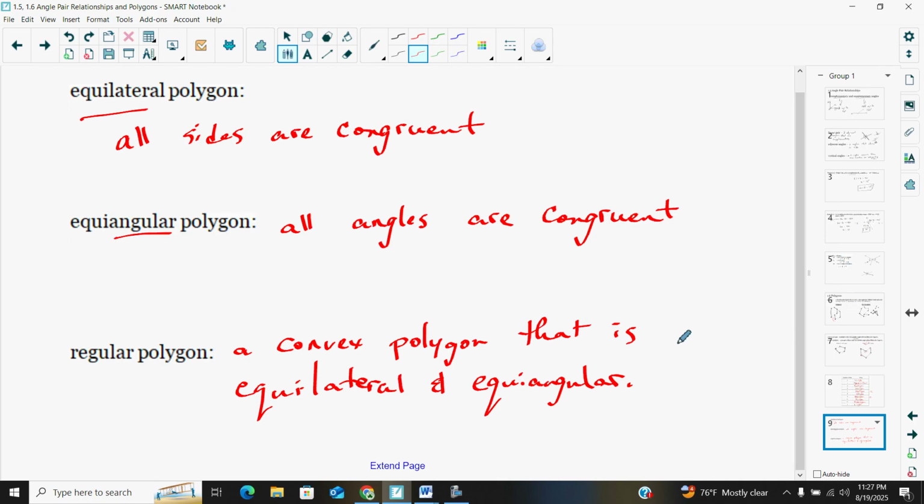So all sides need to be congruent, and mine's not going to be perfect. So all these sides are the same. All the angles are the same as each other. They're all congruent. And it has to be convex. We don't have any of those little cave areas you can get into.